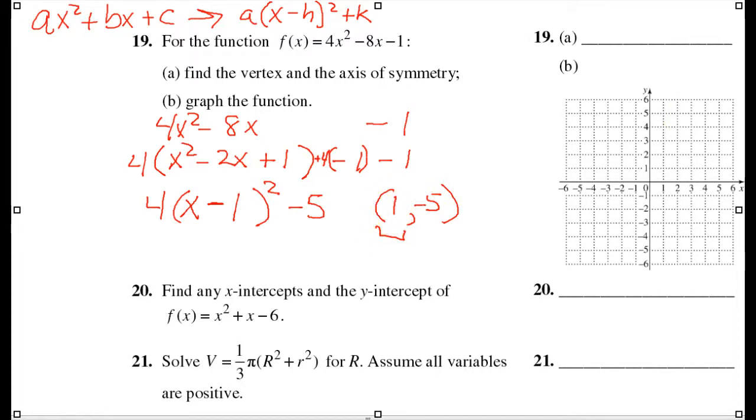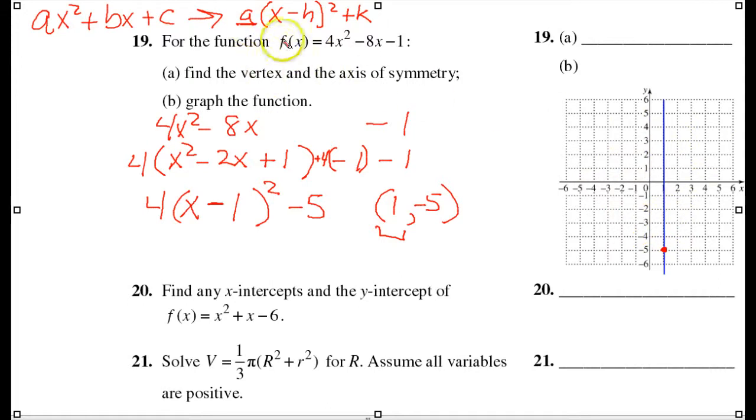So let's put in our axis of symmetry now as a 1 right there. Let's also put in our vertex, which is 1, negative 5, which is right there. Now notice our A is positive, so our parabola will be going up.